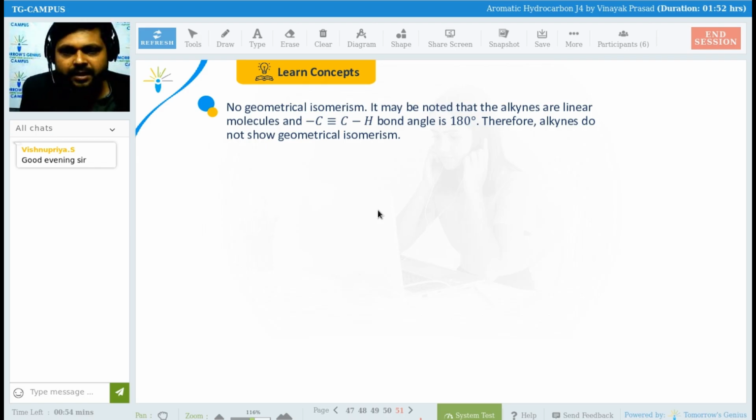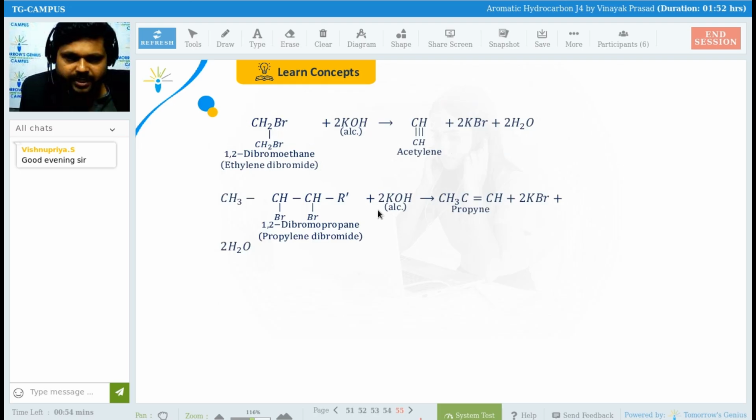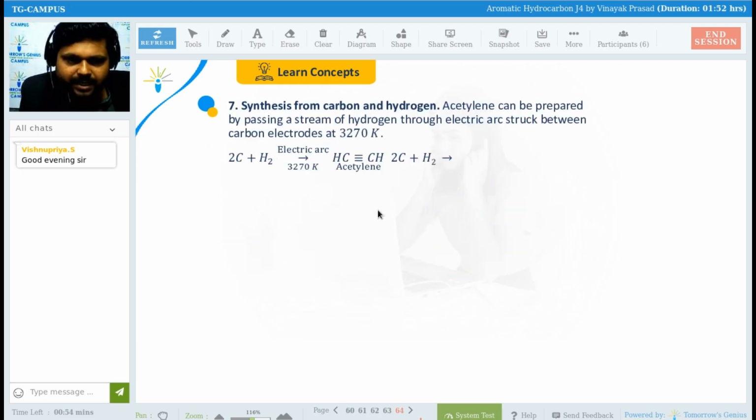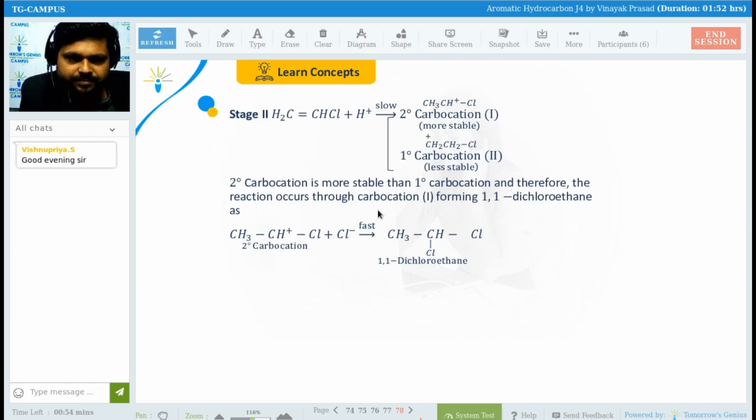Now, it may be noted that alkynes are linear molecules. So the C triple bond C H bond angle is 180 degrees. Therefore, alkynes do not show geometrical isomerism. Now, we are going to see preparation of alkynes, right? There are different methods by which we can prepare alkynes, and then we will see the properties.